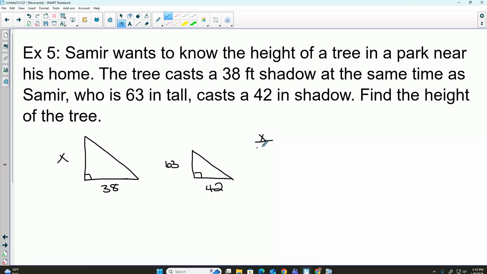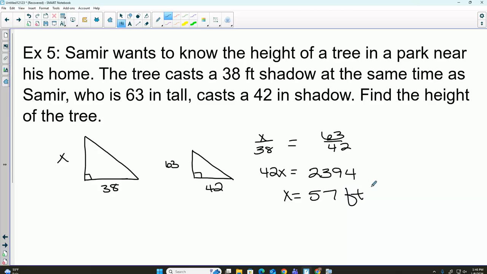X over 3 equals 63. Divide by 42. And we get 57, and that's the height of the tree, and the tree was in feet. Is that all right?